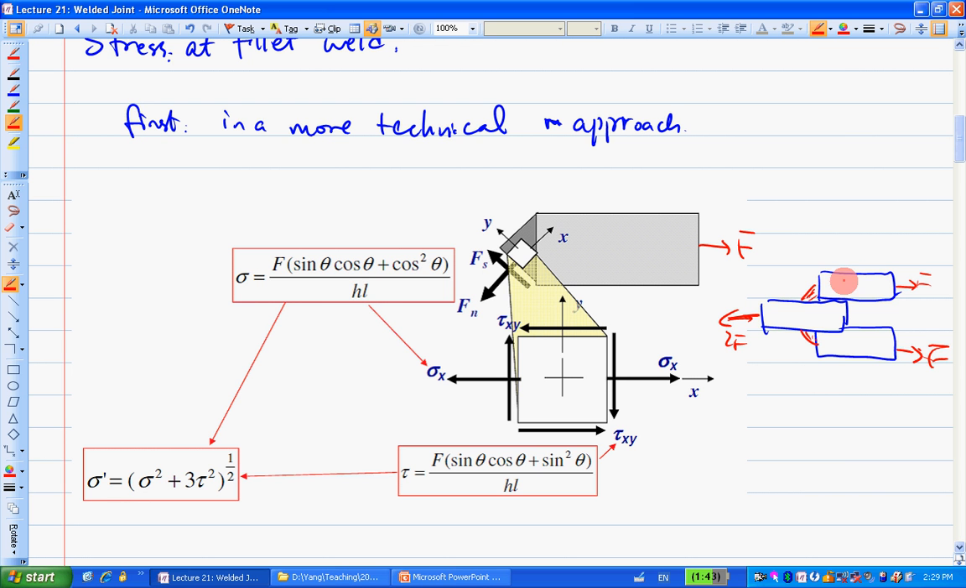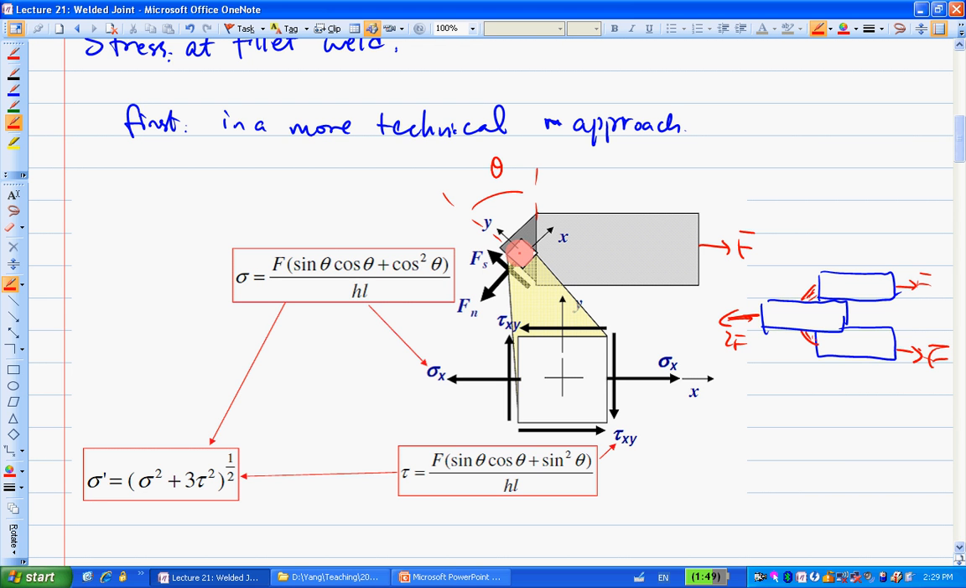We look at the free body diagram, and we cut a cross section. Basically, here we cut into this welded joint. It doesn't matter how you cut. Maybe you cut it at a certain angle. Basically, this one is theta. So you cut it at a certain angle here. Then we look at a stress element at the cut location.